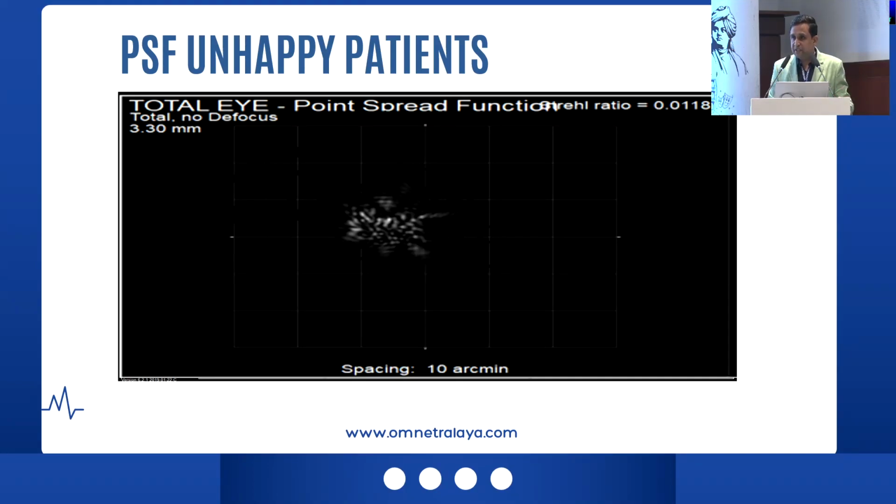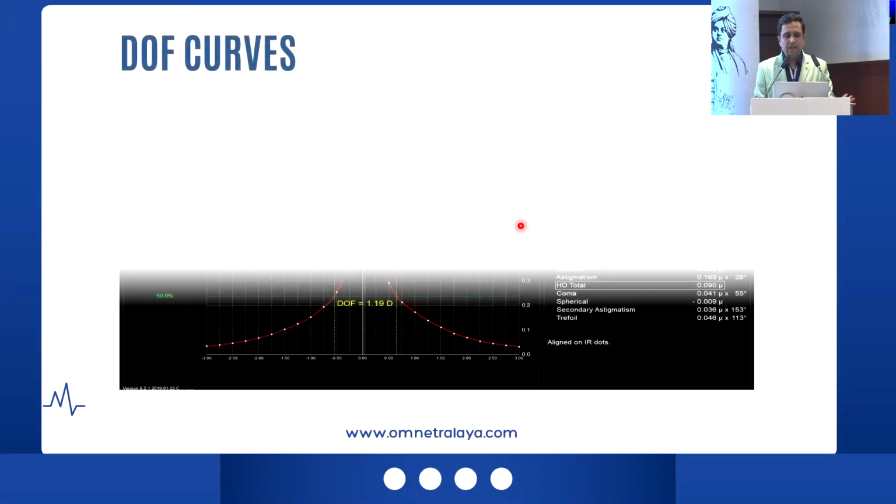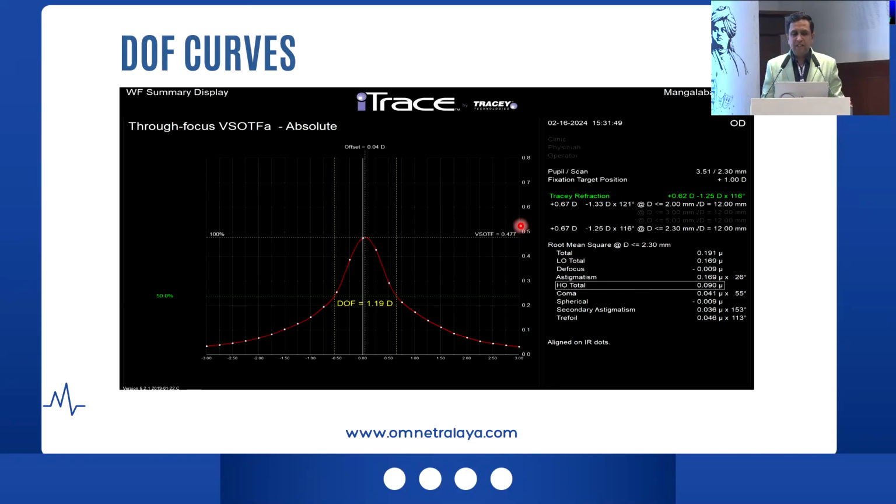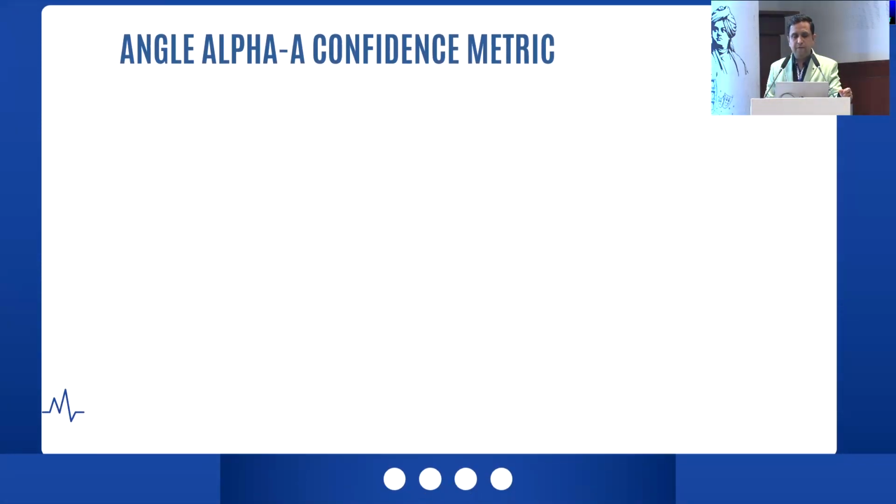So how could this patient be happy? This is an unhappy patient. Then one more parameter is a defocus curve. If we plot the defocus curve or depth of focus curve of both the eyes, we could come to know how continuous the range of vision of the patient is. Here, as you can see, the depth of focus is 1.1, and that is fairly good enough.